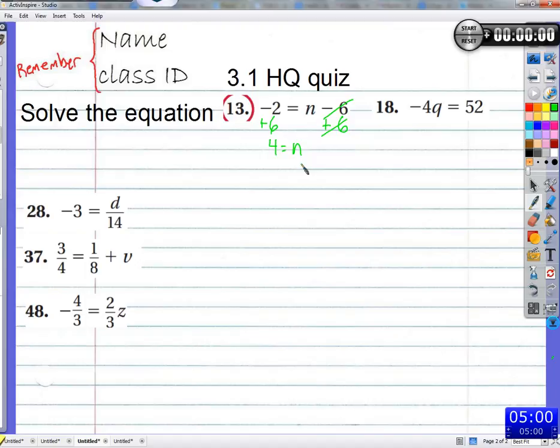The thing that I want you to avoid, though, is the guessing and checking. That's not really a means of solving it. That's more a means of just plugging in numbers and seeing what works, okay? I know I'm going to subtract 6 from a number and get negative 2, so what would I have to do? 4 works, right? That's not solving. You found the solution, but you weren't really solving it. You weren't using algebra tactics, okay?